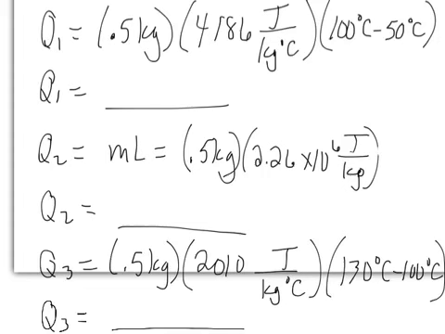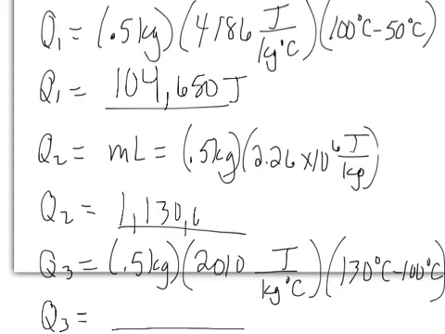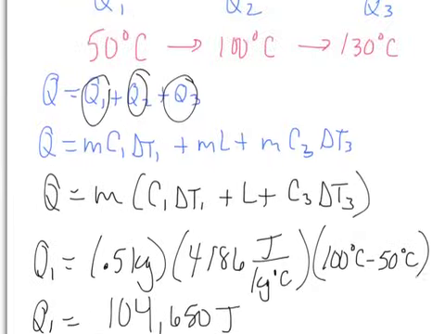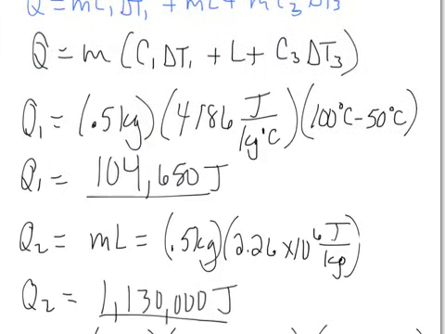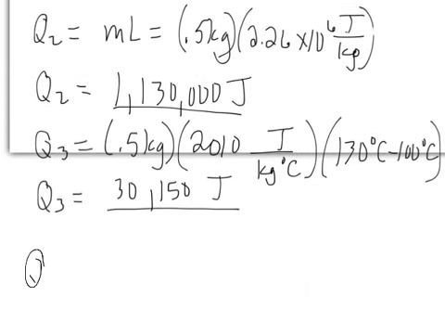So let's figure out what these numbers are. The first one turns out to be 104,650 joules. The second one is 1,130,000 joules. And the third one is only 30,150 joules. So we go back up to our original formula, which told us that the total Q is equal to the sum of the Q's. So we add those values together.